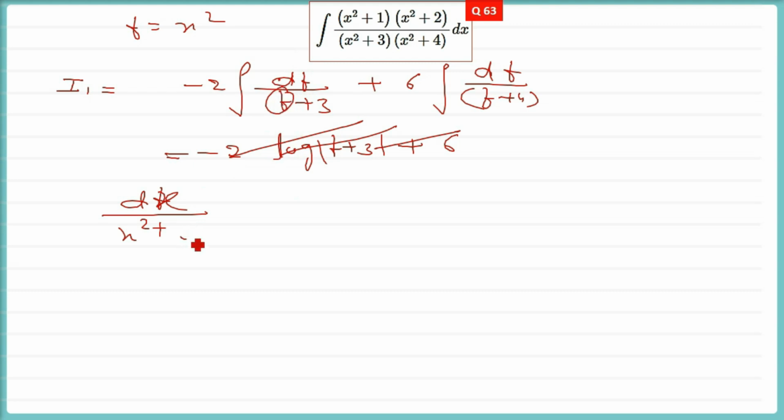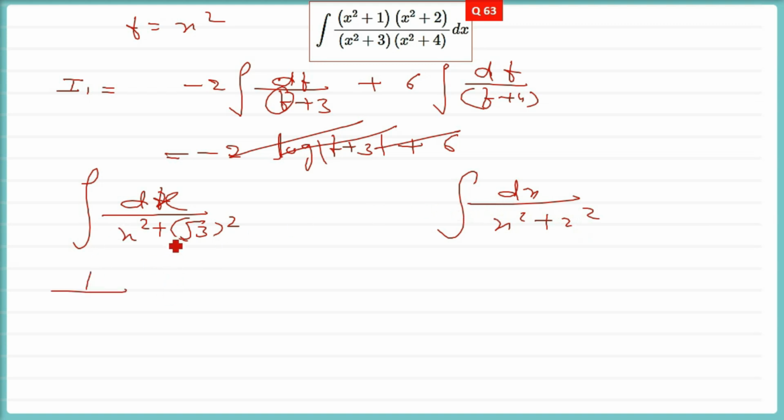So dx divided by x square plus 3 can be written as x square plus root 3 whole square. And the second term is dx divided by x square plus 2 square. 4 can be written as 2 square. Now this is 1 by a tan inverse x by a. So 1 by root 3 tan inverse x by root 3. This is the first term. Minus 2 is already there.